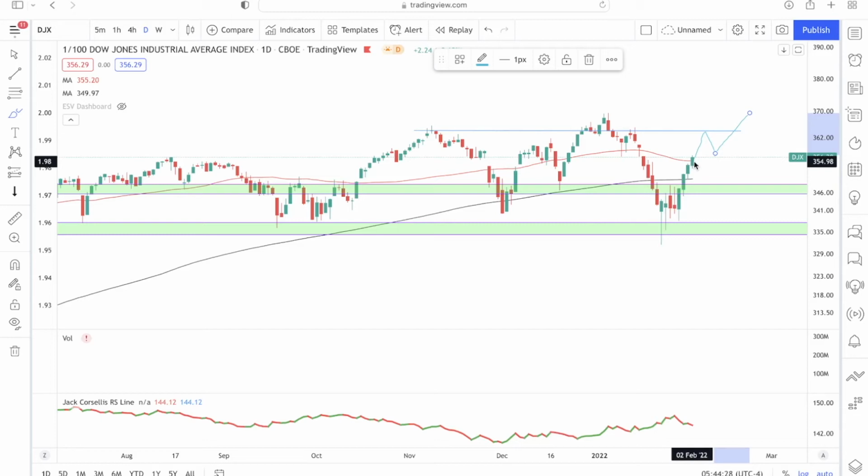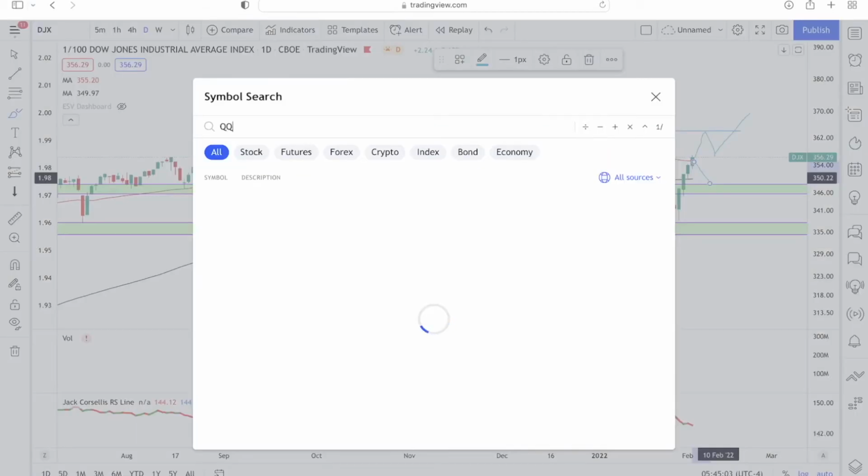My bearish case for the Dow Jones is that the Dow Jones provides a false breakout over here and then closes back below the 50-day moving average and declines back to over here. This is the first key area of support that I'll be taking a look at for the Dow Jones. So that's my analysis for the Dow Jones. Now let's take a look at the Nasdaq.